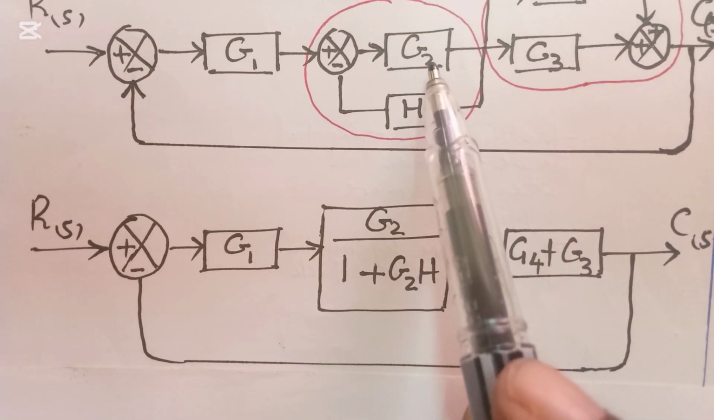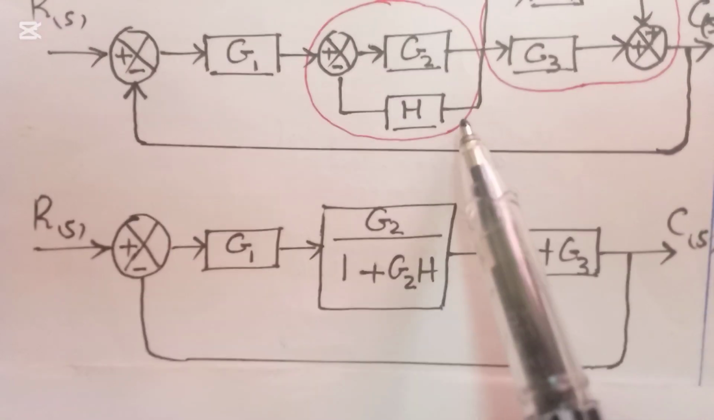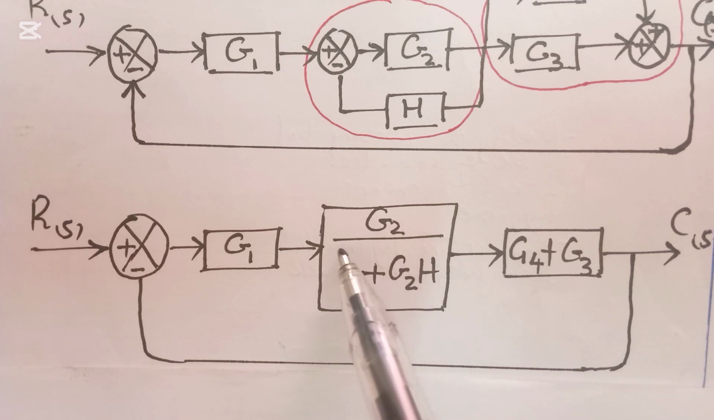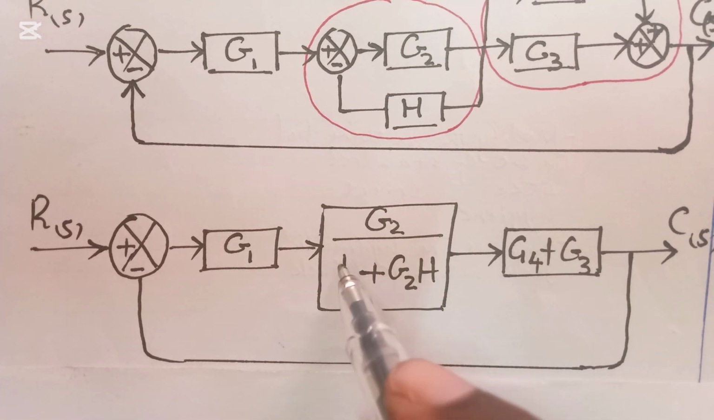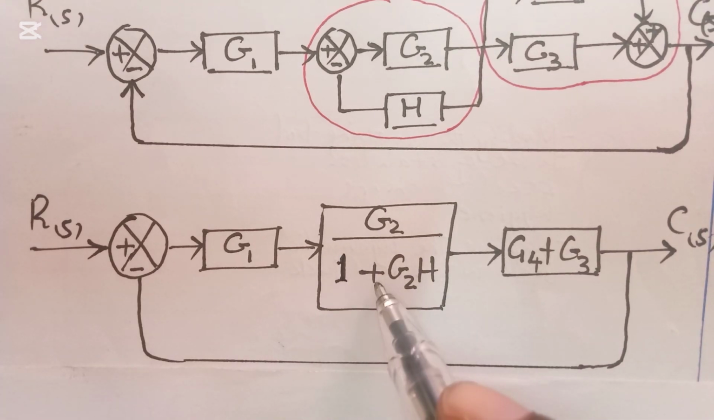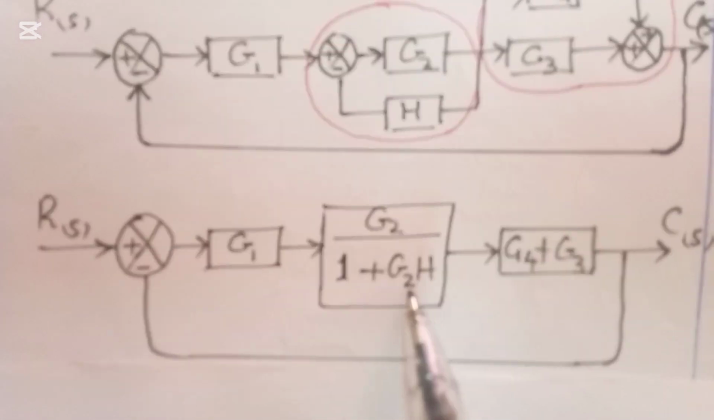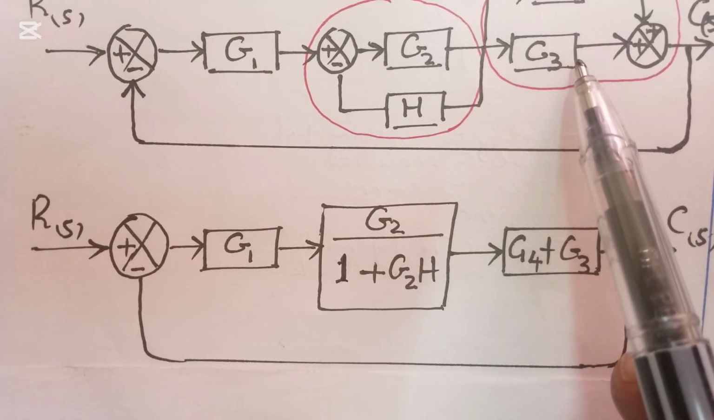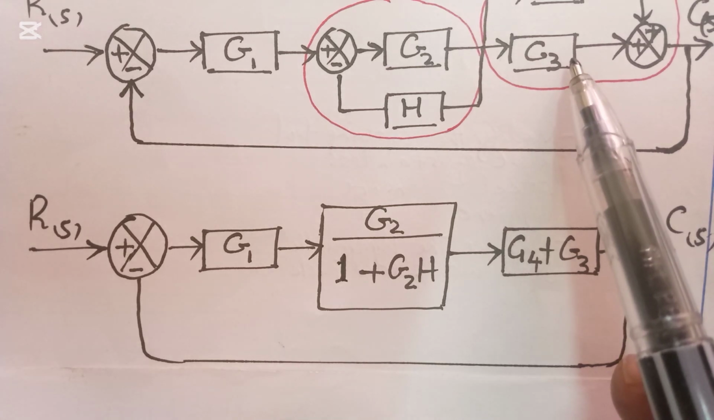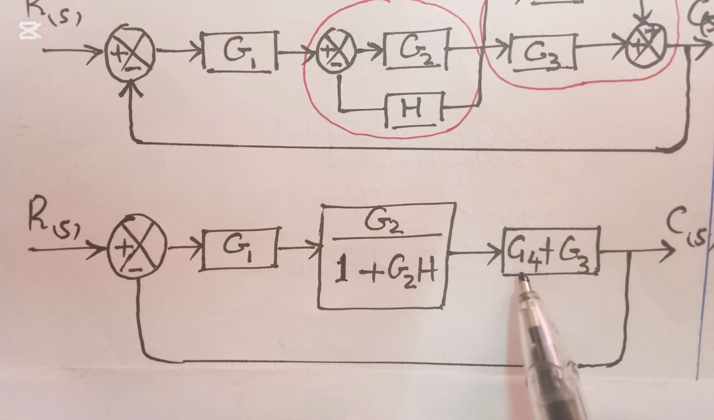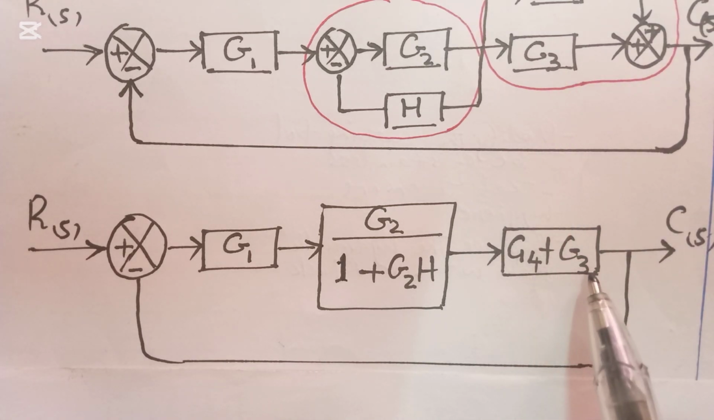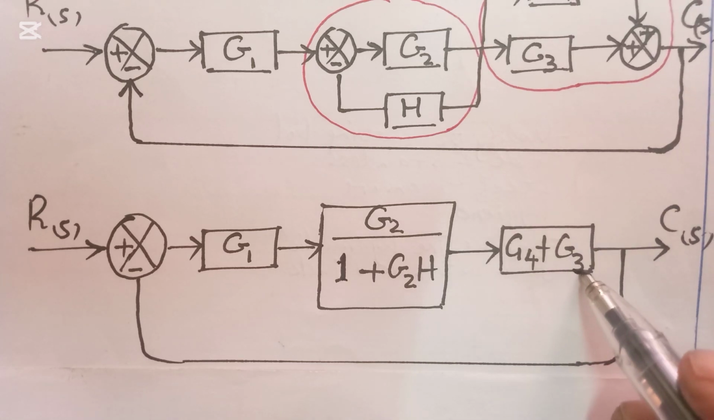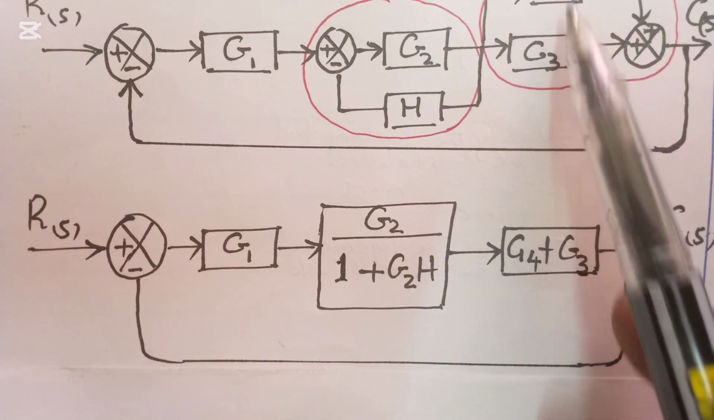When I eliminate this, you're going to have G2 all over 1 plus, because this is minus, G2H. When you eliminate blocks in parallel, you add them. So you add G4 plus G3, and that now becomes one block. So you have reduced the two blocks to one.